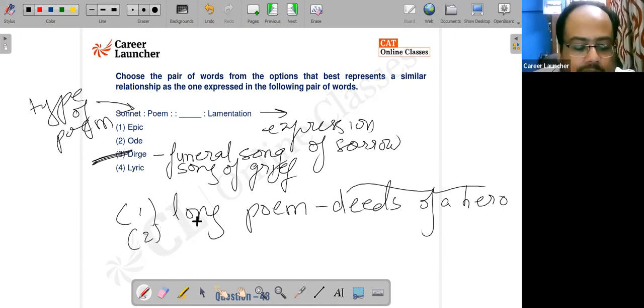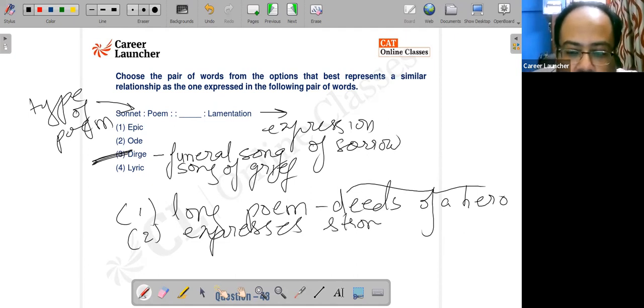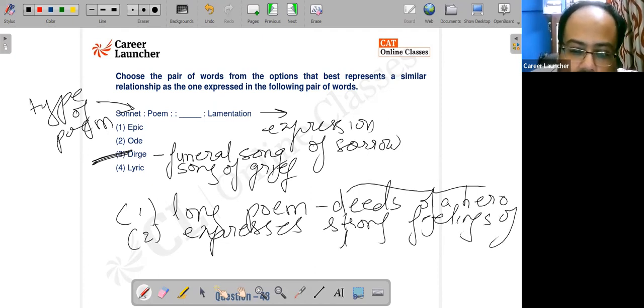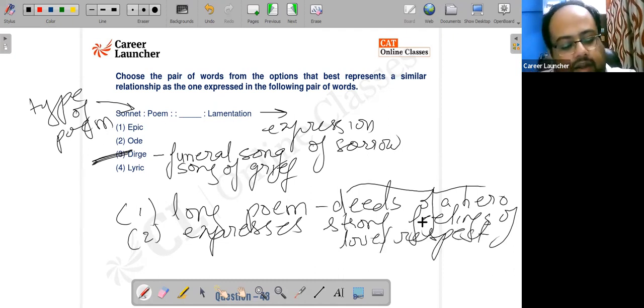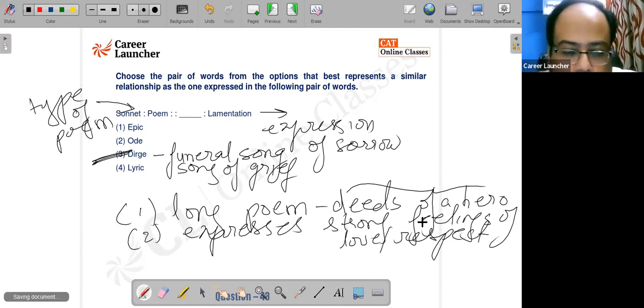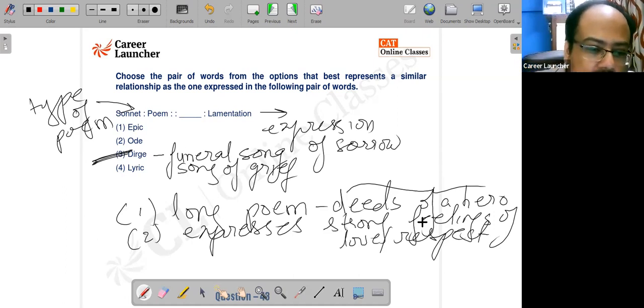Option 2, ode. Ode is something that expresses strong feelings of love or respect. Right? Love or respect. And it expresses strong feelings of love or respect. That is ode. So if I say that this is an ode to so and so person, it means I'm expressing my respect towards that person. Right? That is ode.